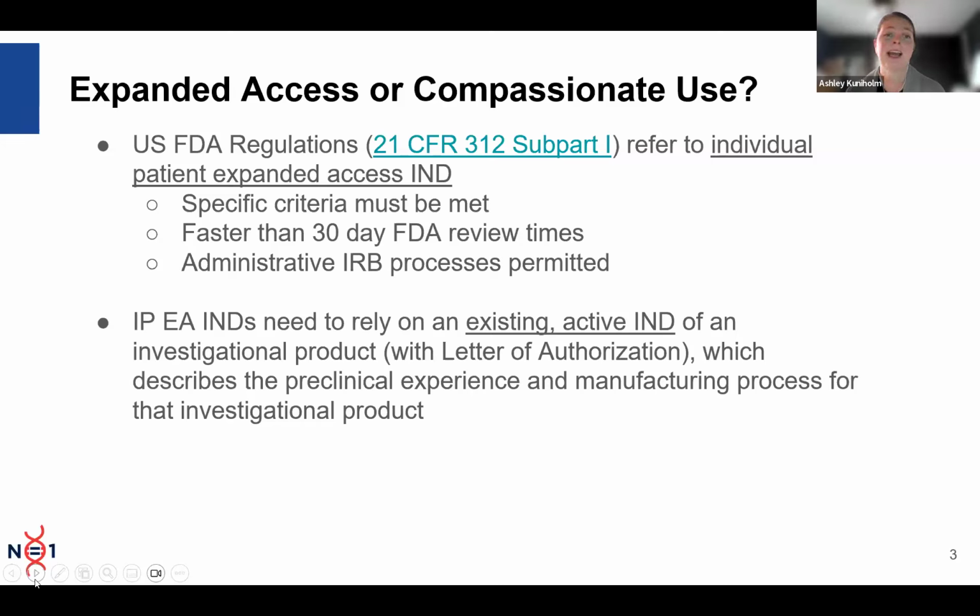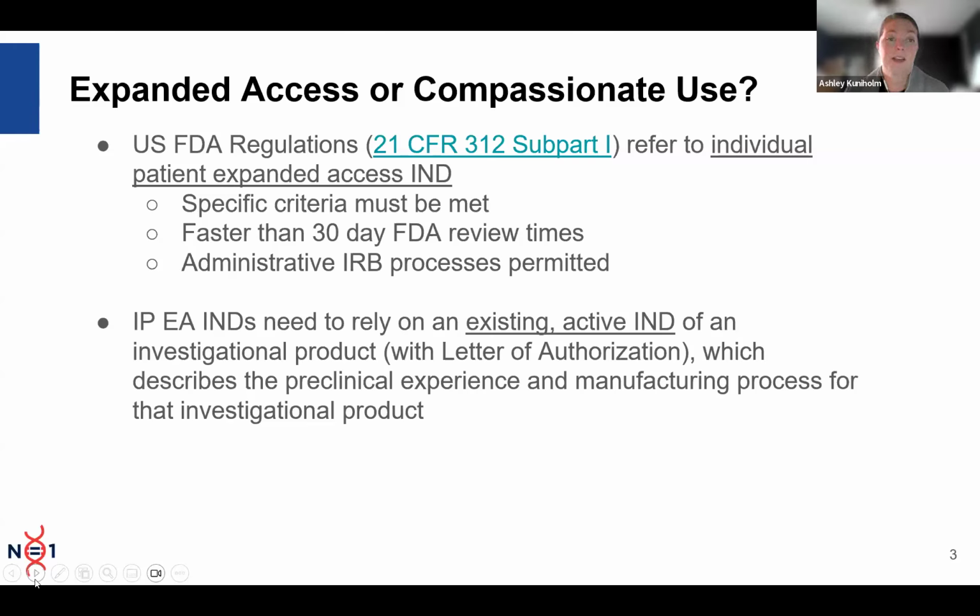These INDs tend to have a faster than 30-day review time. The FDA can do these within hours. They can do them verbally over the phone. They can happen very quickly depending on the patient's clinical status. And then there's also administrative processes that happen at the institution, again, in order to speed up the timeline here.